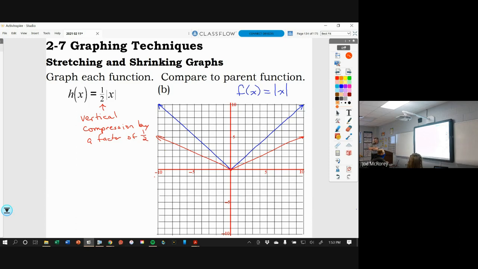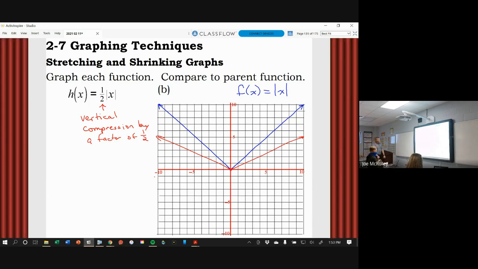Are you good with that? Wait. You just multiplied all the y's by 1/2, right? That's right. Every y value is multiplied by 1/2. The x value stays the exact same spot. Okay, next one. 3, 2, 1, go.